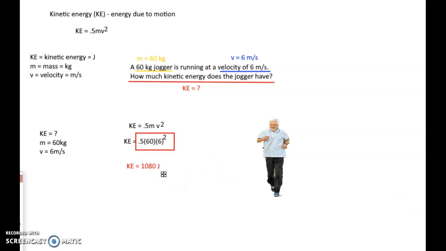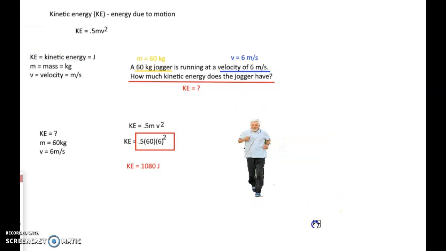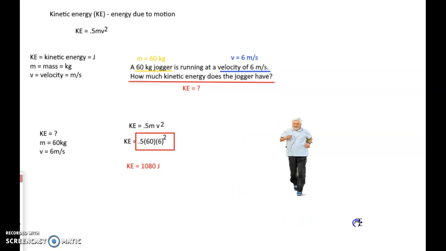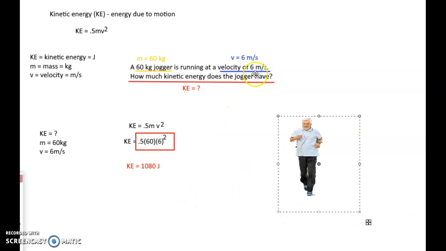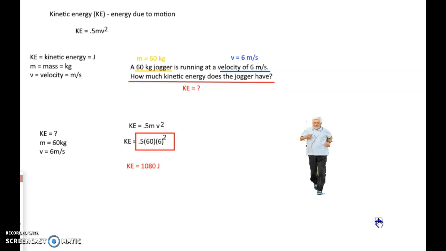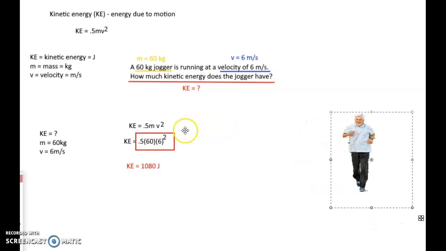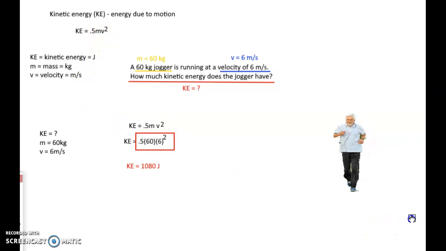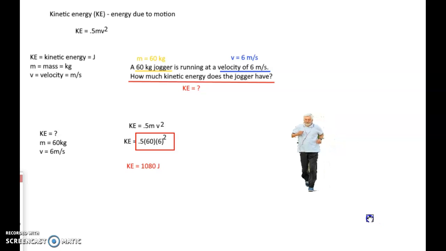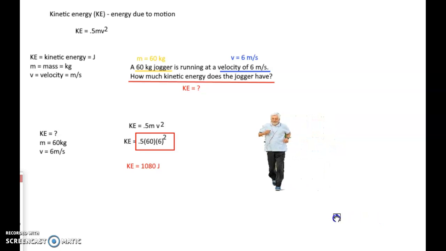So just from this jogger moving, he has this much energy if he's running at this speed, because your kinetic energy, the amount of energy you have due to motion, is dependent on your mass and is dependent on your velocity. So if you change one of those, if he were to speed up, his kinetic energy would go up. And if he were to slow down, his kinetic energy would go down.